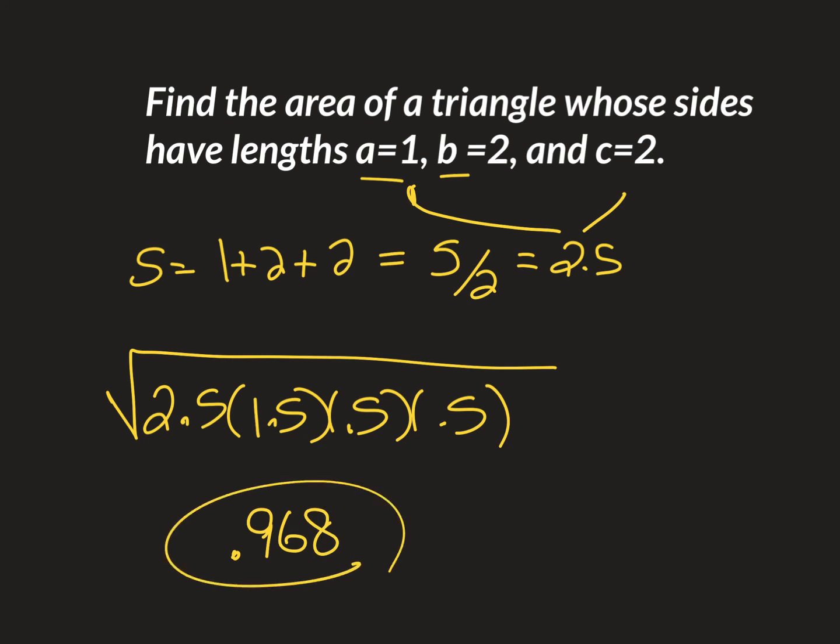Pretty cool there. It doesn't have anything to do with law of cosines, but it is a great way to do area. It's called Heron's formula. Pretty awesome.